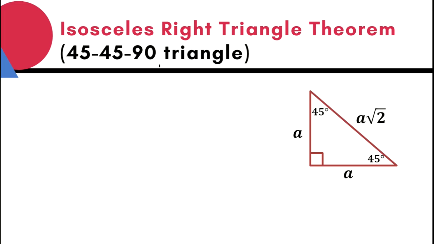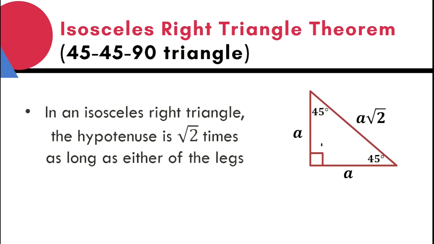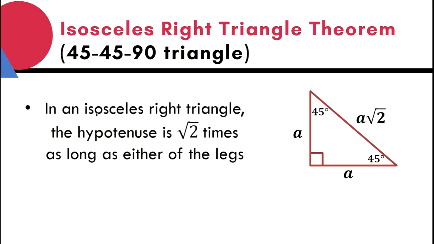First is the isosceles right triangle, also known as the 45-45-90 triangle. From the name itself, these are triangles with interior angles 45 degrees, 45 degrees, and 90 degrees. According to the theorem, in an isosceles right triangle, the hypotenuse is square root of 2 times as long as either of the legs. So, for example, here in our illustration, this is an example of a 45-45-90 triangle.